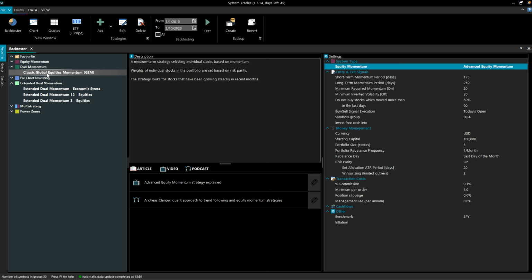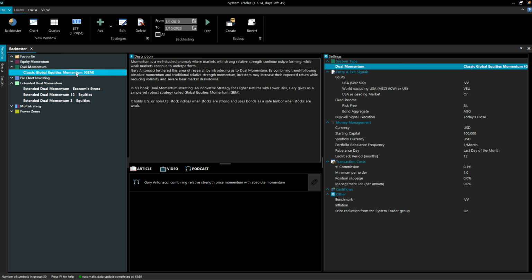This strategy, Global Equities Momentum, GEM, was described by Gary Antonacci in his book, and I had a pleasure as well to have Gary on my show, so I highly recommend you listen to our discussion with Gary. And there will be a separate lesson again dedicated just to this strategy. The main difference to the equity momentum, which I described before, is that here, rather than buying individual stocks, we buy ETFs. ETFs for stocks, bonds, and other asset classes as well. Okay, so this is it.